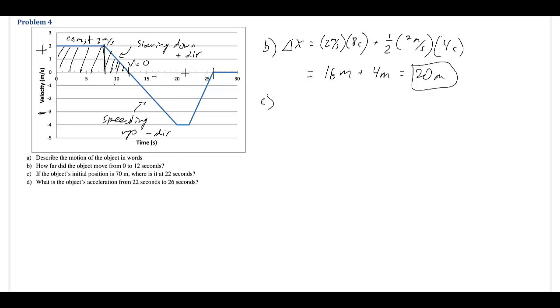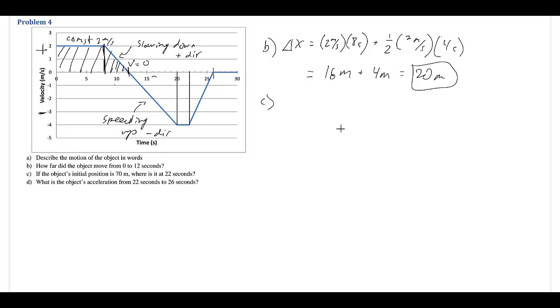So now we're going to do the same thing, but this time we're going to take the displacement all the way up to 22 seconds, which is right here. We already know our displacement from here, so we don't have to calculate that again, but we do have to find the displacement here. So we can use the same method that we used last time, where we take the area of the two shapes that we've got here, but notice this time our velocity is not positive, our velocity is negative.